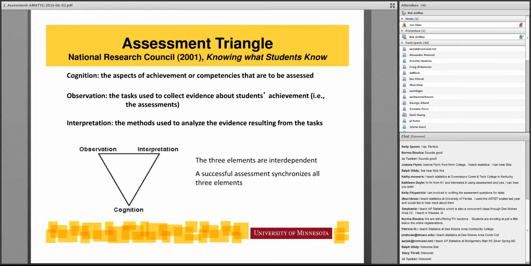And then interpretation. And those are the methods that you use to make an interpretation about the student's understanding based on the observations that you make. Okay, so all three elements are interdependent, and a successful assessment coordinates, integrates, and synthesizes all three of those elements.